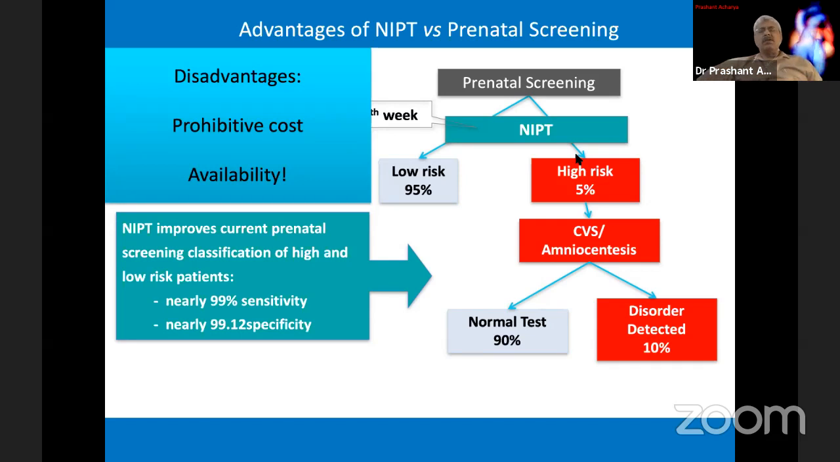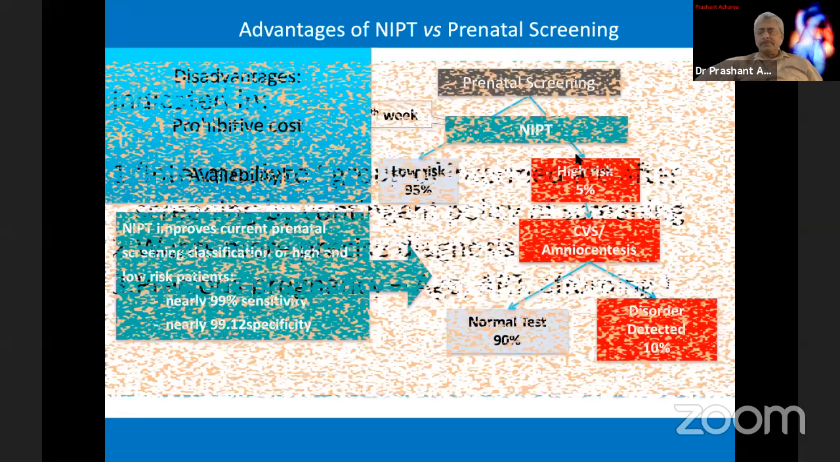Because it has a couple of disadvantages. Now it had a prohibitive cost. It started from 32,000, then went to 24,000, 18,000, 12,000, and now 7,000. You can get your NIPT, cell-free fetal DNA, done. So the concept has become a game changer.